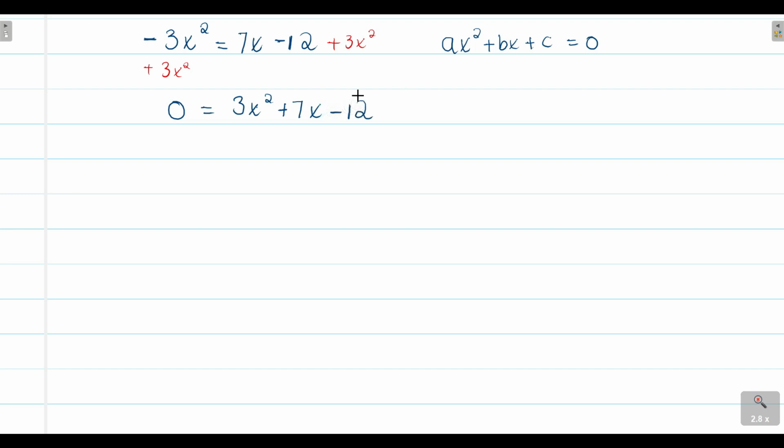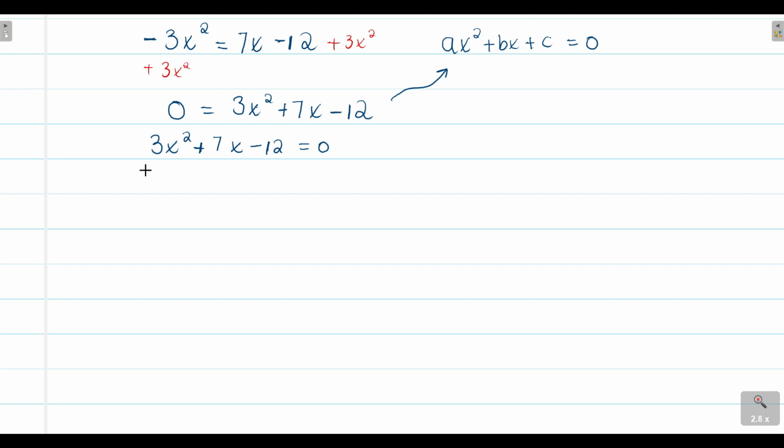Do we see that now our equation is actually in that form? Let me rewrite that so you can see. I can also just write it as 3x squared plus 7x minus 12 is equal to 0. That is absolutely still the same thing. Once our equation is in this form, now we can apply the quadratic formula. What does the quadratic formula say?